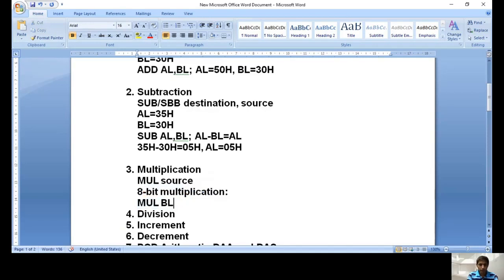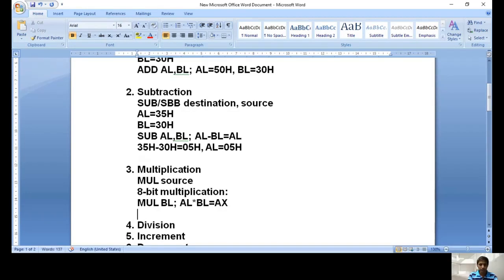So what is the meaning of this MUL BL? If you perform MUL BL, then automatically the content of AL is multiplied with BL and the result is stored in the AX register, because if two 8-bit numbers are multiplied, the result is more than 8-bit. That's why the AX register stores the result. In that AX, AL contains the lower 8-bit result and the AH register contains the higher 8-bit result. Like that it will be done automatically if you write multiplication instructions.